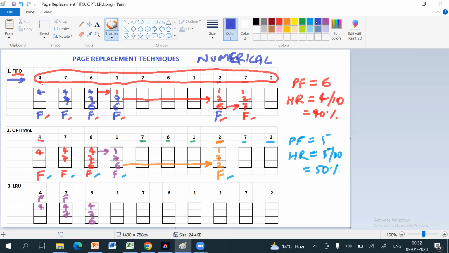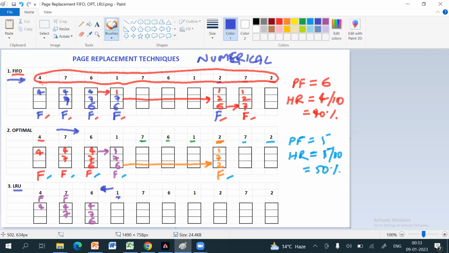Now 1 not found, and because the frames are full now, obviously one of them will have to be replaced. Now for replacing the existing pages with 1, we are banking on LRU here, least recently used. So among 4, 7, 6, which is the least recently used? From 1, we will take a look at the left side. Earlier in optimal, we were talking about the future, right? Now in LRU, we're talking about the history.